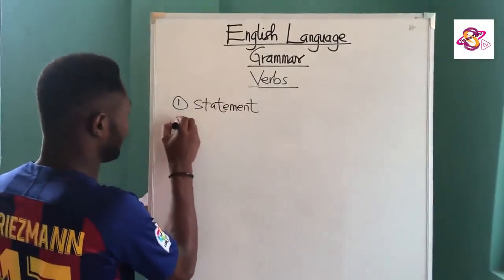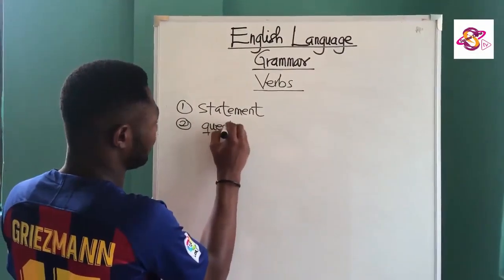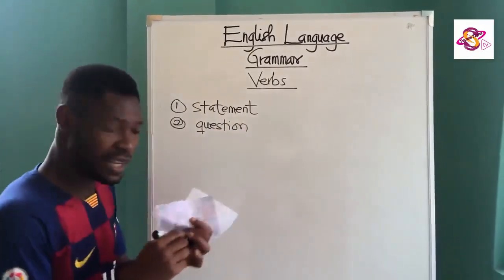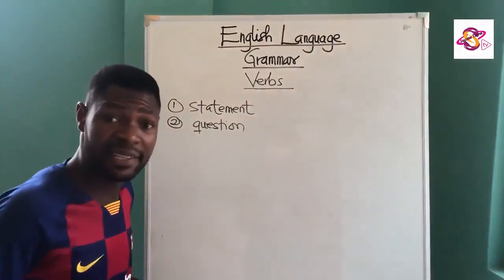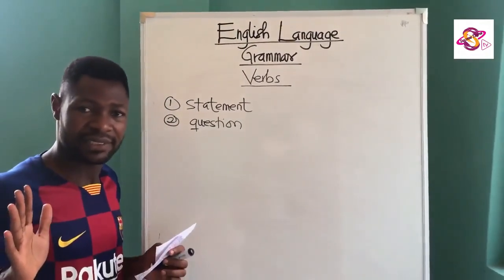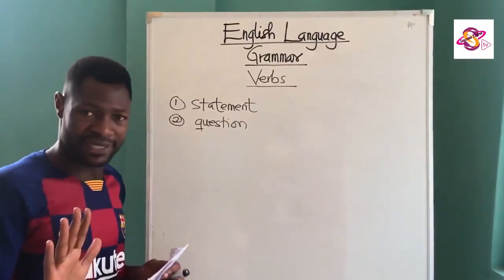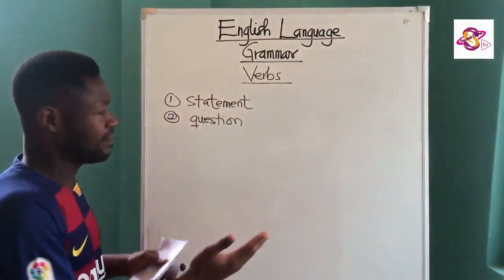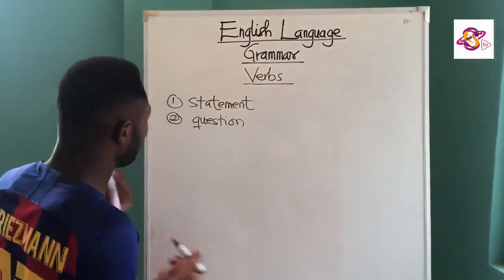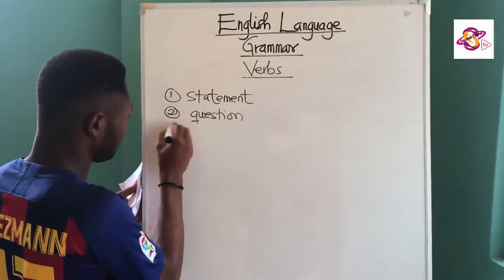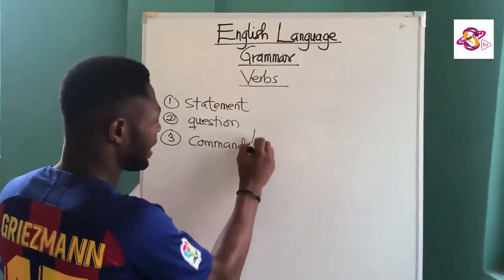The second thing a verb will do is to ask questions. A verb will ask a question. Is Zlatan Ibrahimovic still playing? It's a question. Has the coronavirus ameliorated? It's a question. So you see that a verb will make a statement and ask a question. The next thing a verb will do has to do with command, or if you like, imperatives.